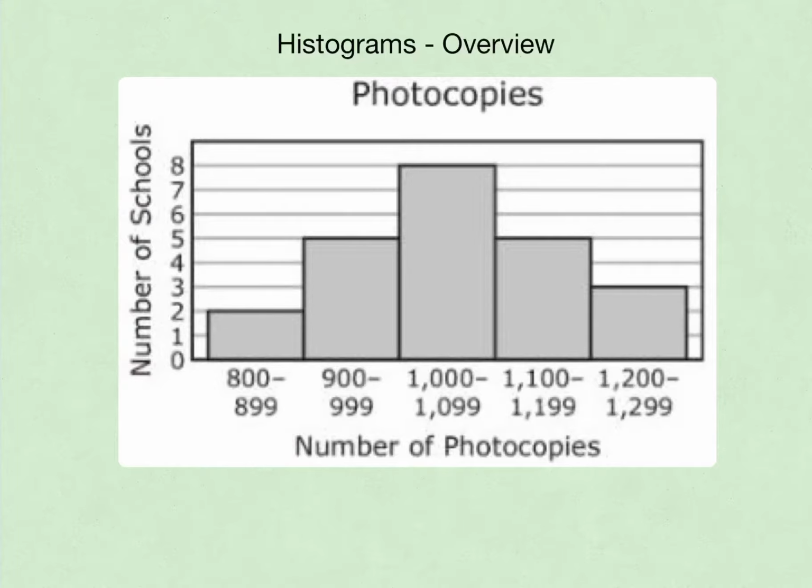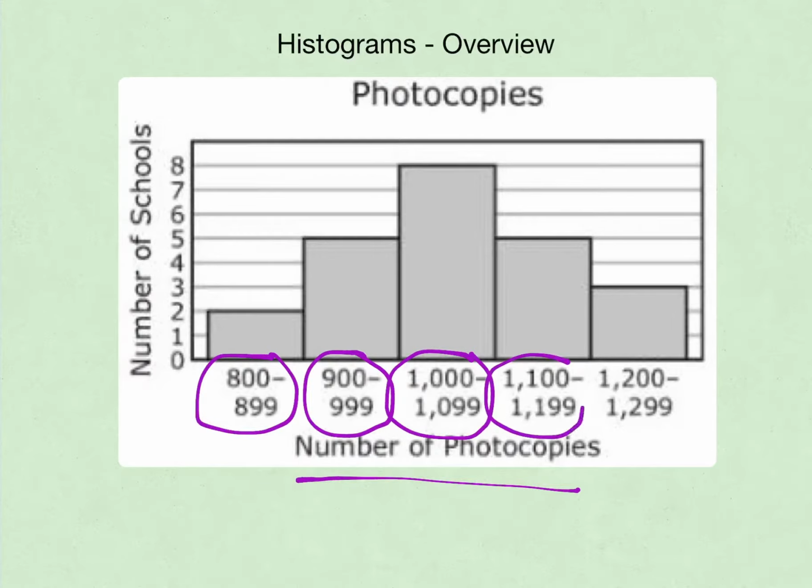Before we look at that though, I want to remind you that a histogram looks like a bar graph and it does use bars to represent information, but instead of having categories on the x-axis, we have intervals, equal ranges of numbers that the bars represent, and it represents the whole data set. So for the 800 to 899 range for photocopies, we know that we have 2 schools represented with this bar. We don't know the exact data points just given the histogram, so on some of the measures we won't be able to calculate them exactly.